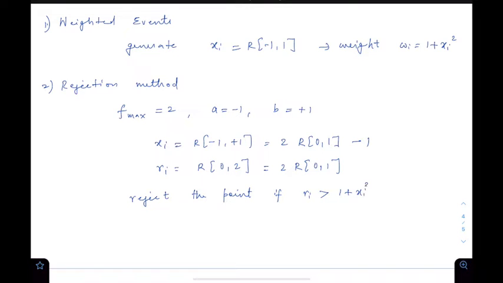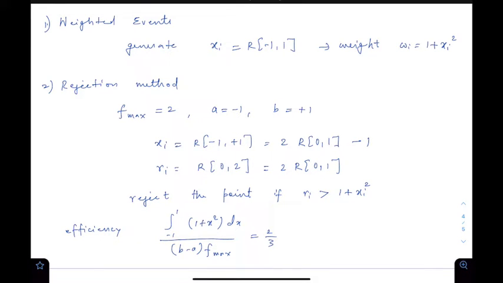So the efficiency of the generation is given as the ratio of these two integrals. So the efficiency comes out as 2 by 3, which implies 1/3 of all points are rejected.